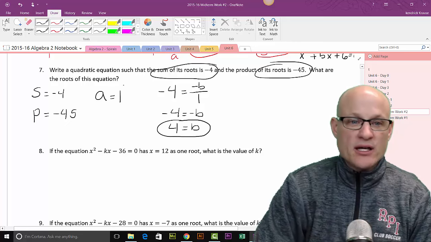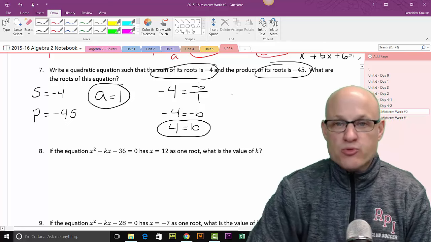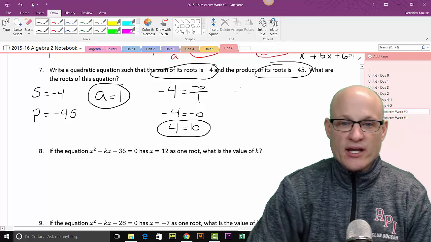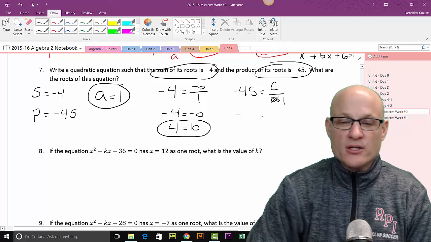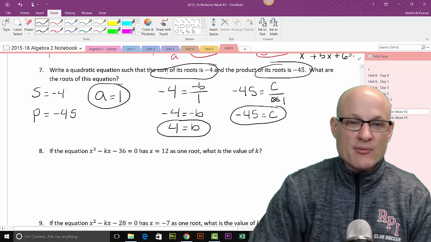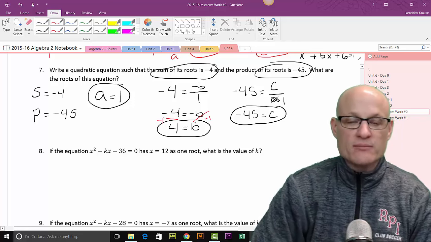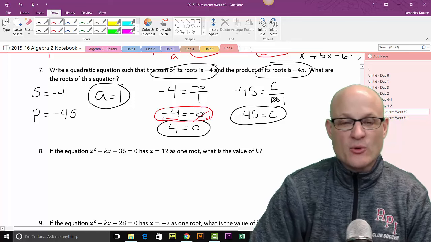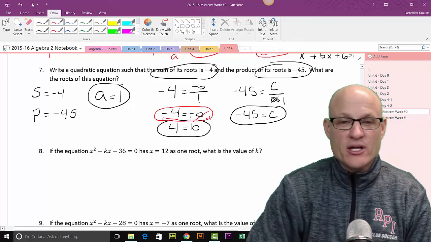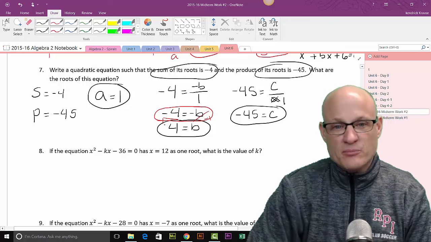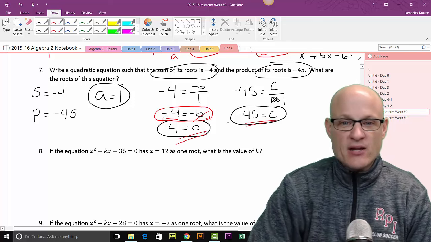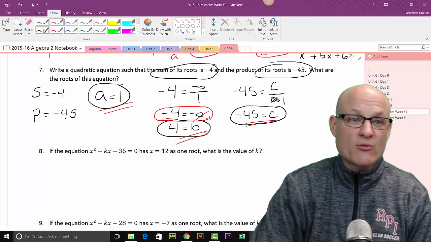Now I have b, and I have a. Now I need to find c. Product of the roots is -45, and that's equal to c over a. Or, in other words, we know a is 1, so -45 is equal to c. Remember, what I'm not showing over here is that I'm dividing by -1 and dividing by -1. But you should know that if -b equals -4, then b equals +4. That should be obvious. So now I have a, b, and c, and I'm good to go. But I got to write my answer.